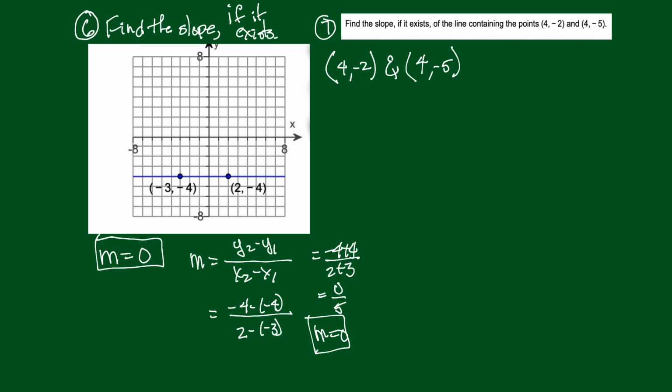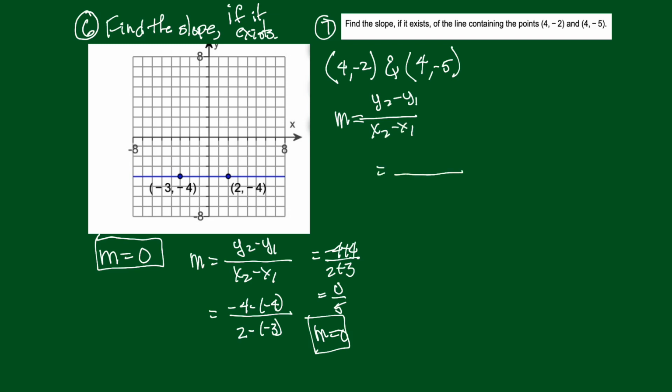And then what about the next one? You'd go to the right 4, down 5. All right, so both cases you're going to move 4 units to the right. This looks to me like a vertical line. Let's use the slope formula and see what happens. So the slope formula says we will get y2 minus y1 over x2 minus x1.